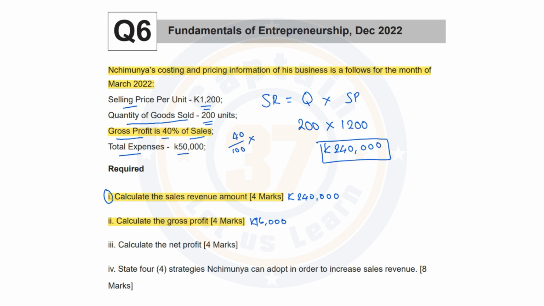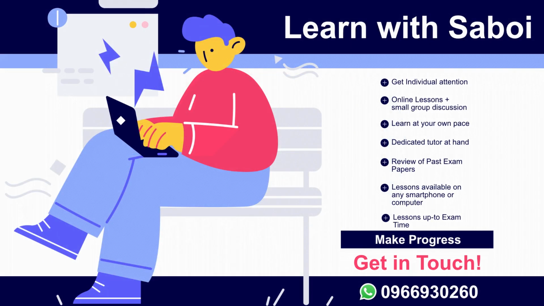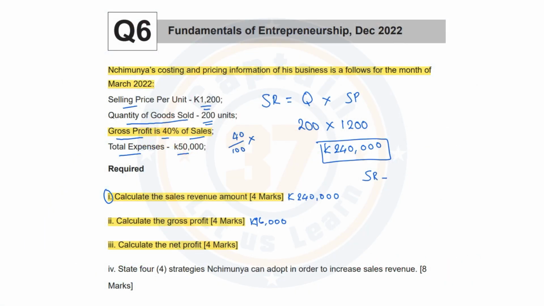The third part of the question is for us to calculate the net profit. Now, how do you find the net profit? The net profit is made up of sales revenue minus expenses. Sales revenue minus expenses gives us the net profit. And so we know that the sales revenue is this one right over here.